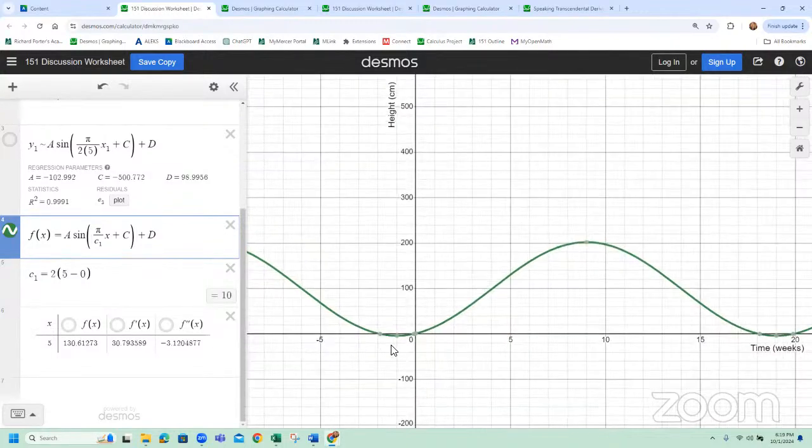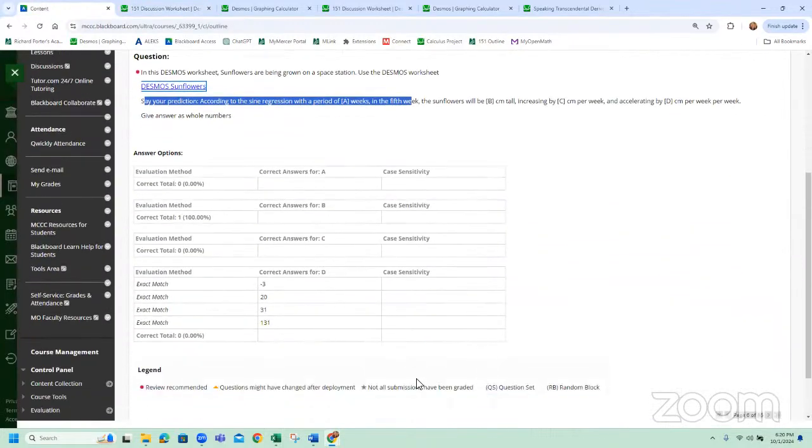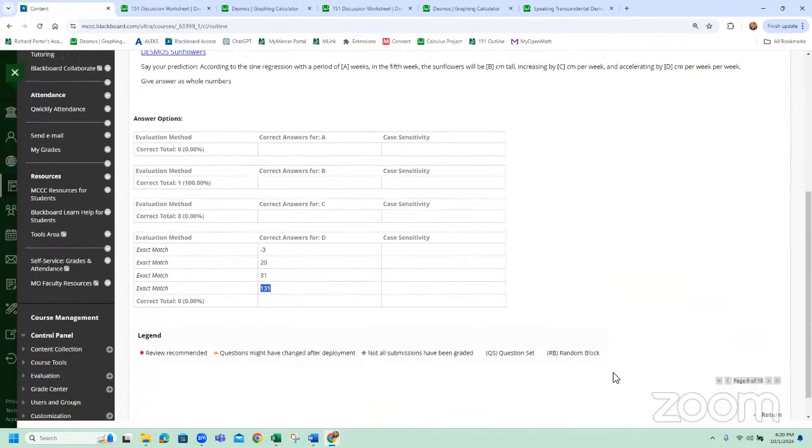Okay, so according to the sine regression with a period of 20, in the 5th week, the sunflowers are 131 centimeters high, and they're growing by 31 centimeters per week, and they're decelerating by 3 centimeters per week. Okay, so there's the 20, minus 3, 31, 131. Any questions on that?